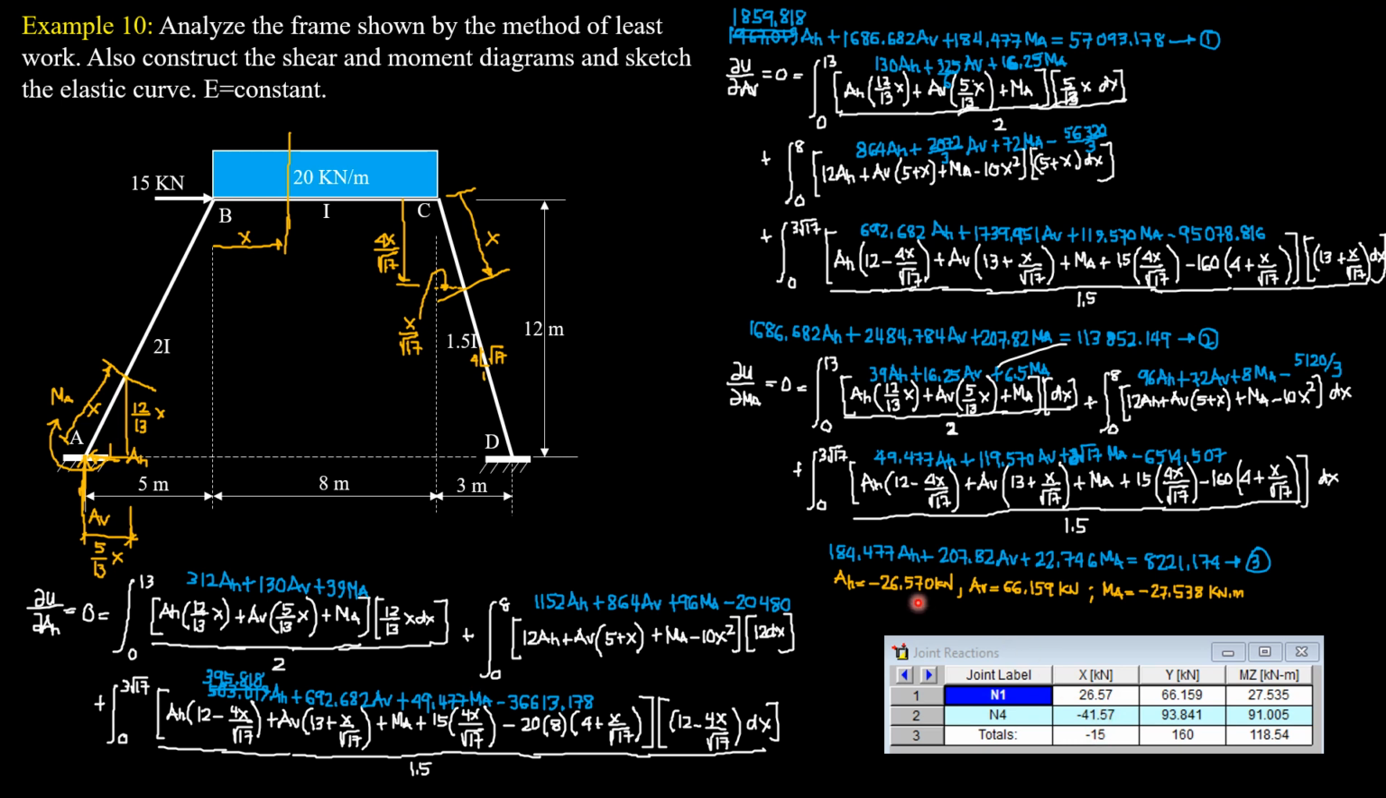And if you check, that's correct. AH is rightward, 26.57, 66.159, it checks. 27.538, it's just 27.535. So there is a very negligible discrepancy in moment, but practically they are equal.